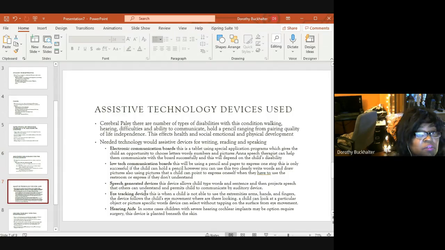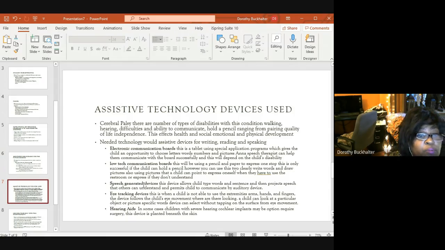Assistive technology devices for cerebral palsy: the number of types of disability with conditions: walking and hearing and difficulties in speaking, ability to communicate, holding a pencil, ranging from impairing quality of life and independence. This affects the health and social, emotional, and physical development. Needed technology would be electronic communication boards. This tablet uses special application programs, which give the child the opportunity to choose letters and words and numbers and pictures, and speech therapists can help them communicate with the board successfully.